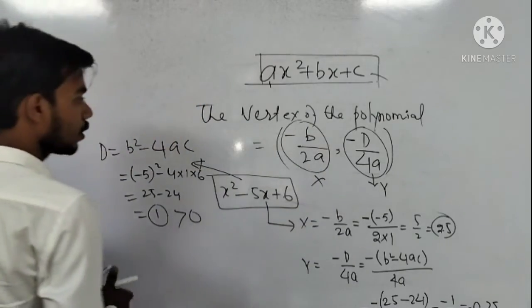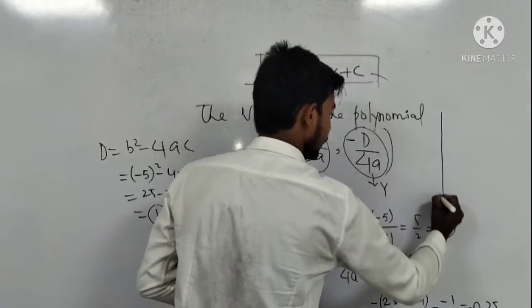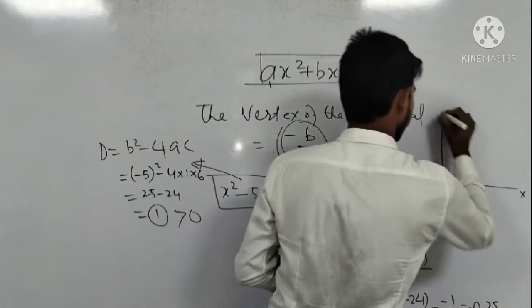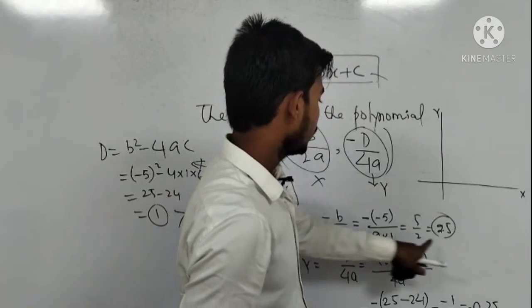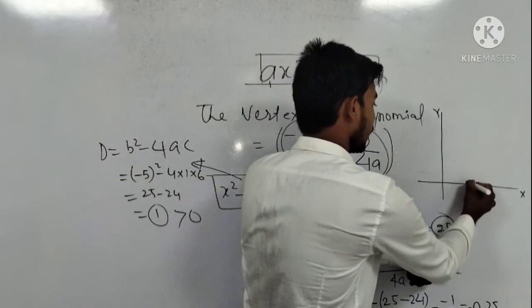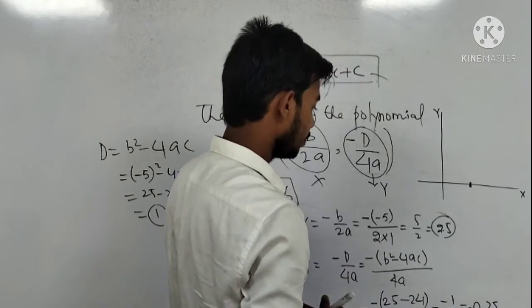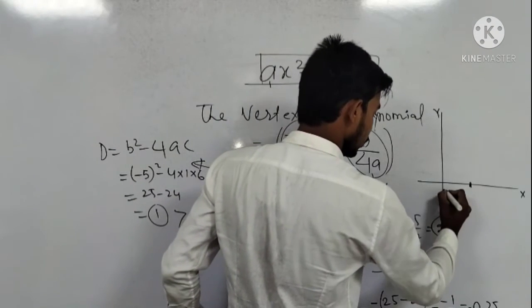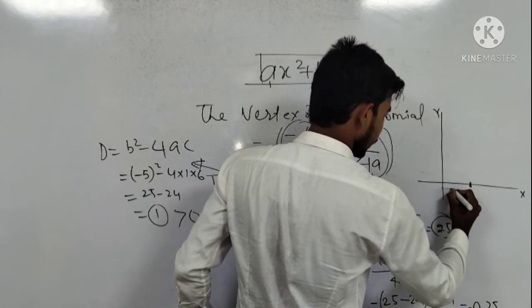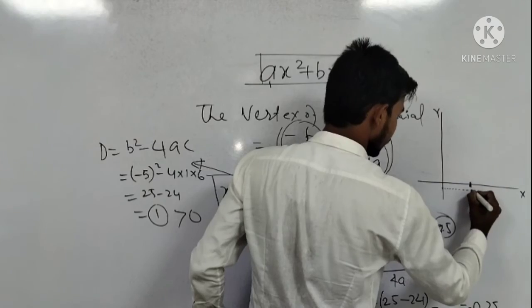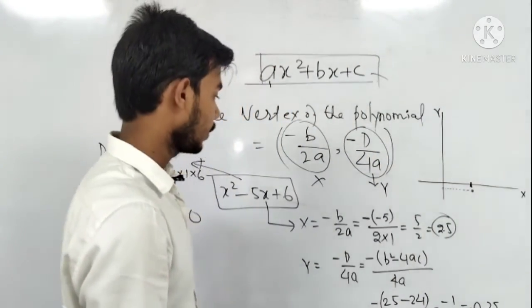And if you draw the graph of the polynomial, it will be x and y. x is equal to 2.5. Suppose 2.5 is here. Okay, 2.5 is here. And minus 0.25 is here. The point will be this. This is the turning point.